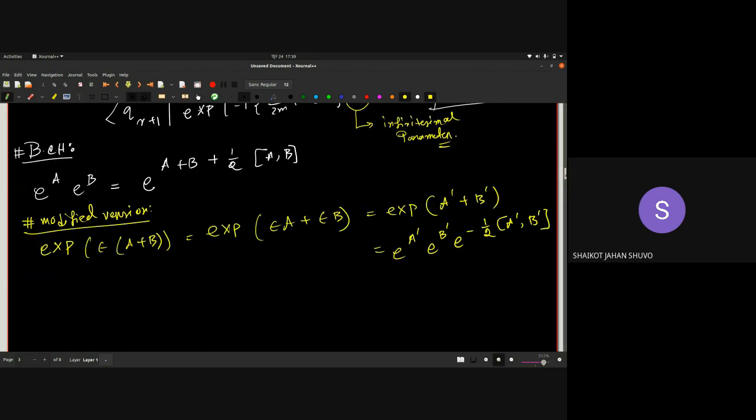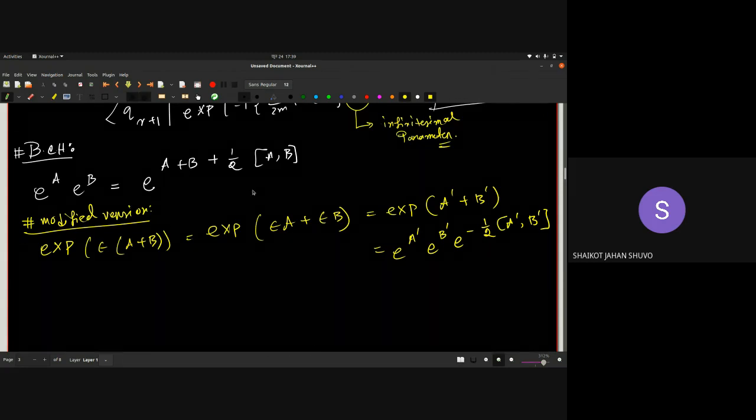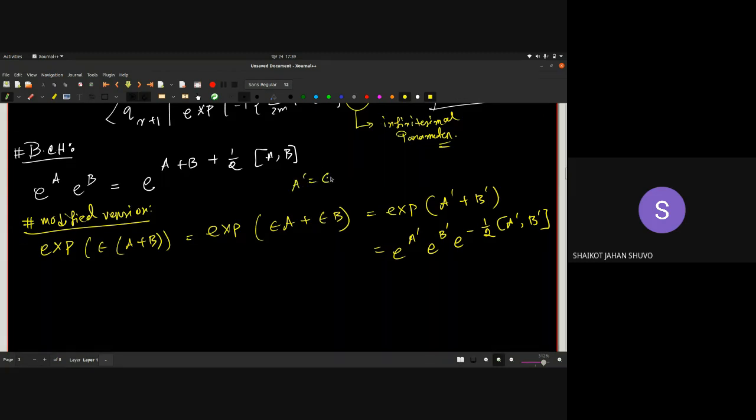But now you can replace the initial thing that you started with, that is a prime equals epsilon a, b prime equals epsilon b, and you have e to the power epsilon a, e to the power epsilon b, and there will be e to the power minus 1/2 epsilon squared commutator of a and b, right? Is this okay with everybody? Does everyone understand this? How did I do this? Okay, good.